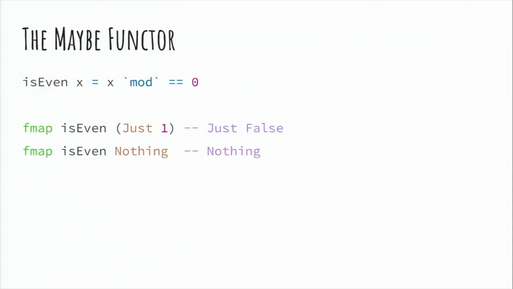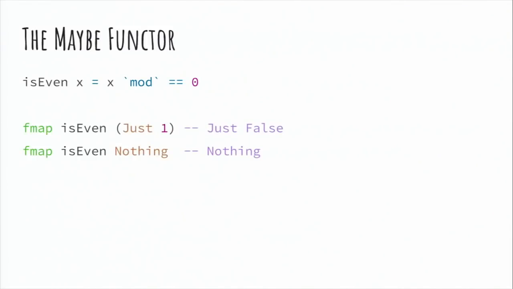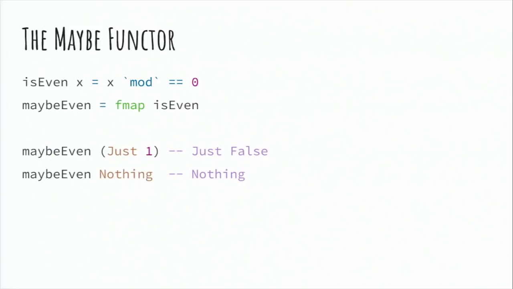For example, if you have a function that tests if a value is even, then if you do fmap of isEven of Just 1, well, 1 is not even, so it's Just False. And if you try to do that with a Nothing, then you get Nothing back. So in practice, it's pretty simple and it's pretty powerful.